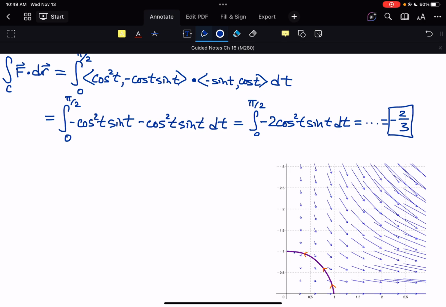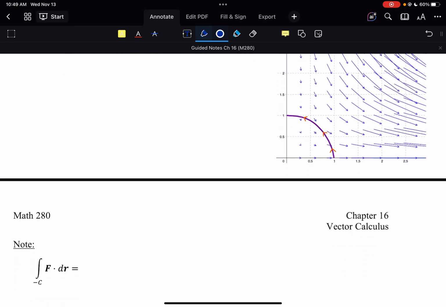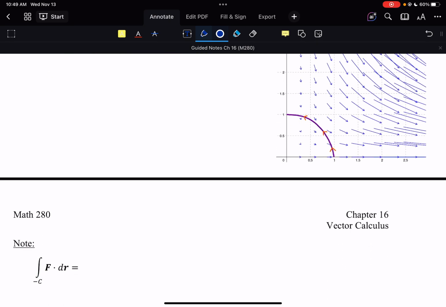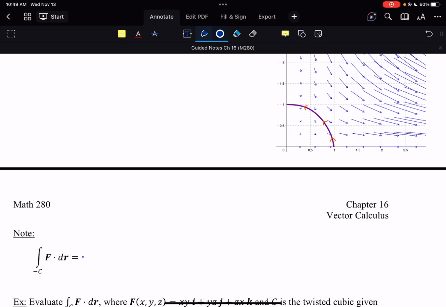If we were going forwards, like if we were going clockwise, if we were going this way, the vector field would be pushing in that direction, so we would get a positive number here. And remember, if we take the curve in the opposite direction, opposite orientation, we get the opposite value. So we would end up getting positive 2/3 here instead of negative 2/3. And that note is actually at the top of the next page here: the line integral over the opposite of C of the vector field is equal to the opposite of the original line integral.